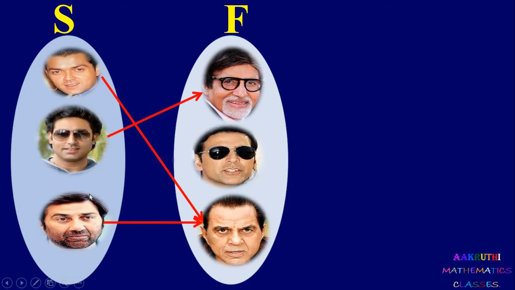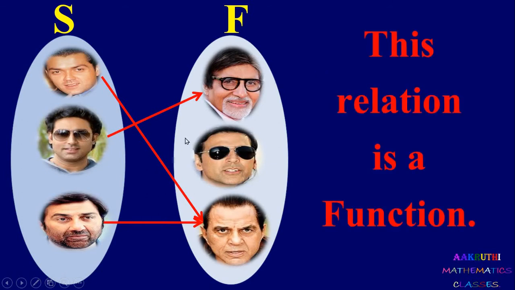Now here all the elements of set S are related with only one element of the set F. So this relation is a function, and in this function the first set is called the domain, the second set is called the codomain, and the set of images is called the range. So here Amitabh Bachchan and Dharmender only belong to the range.